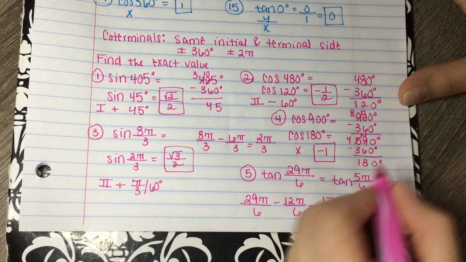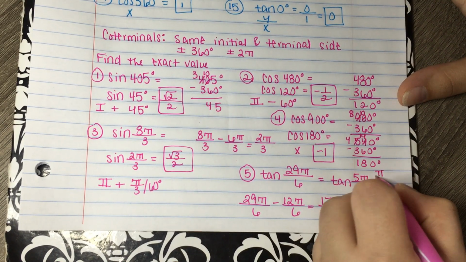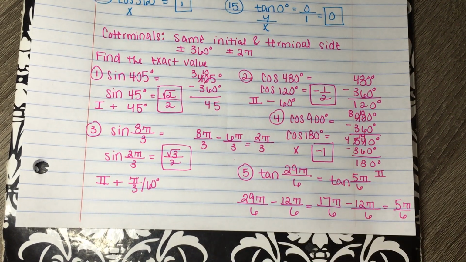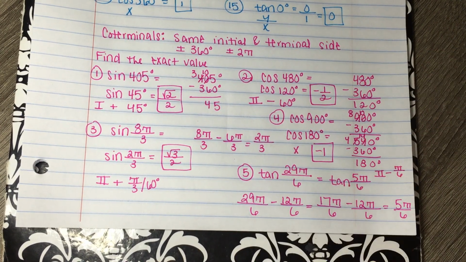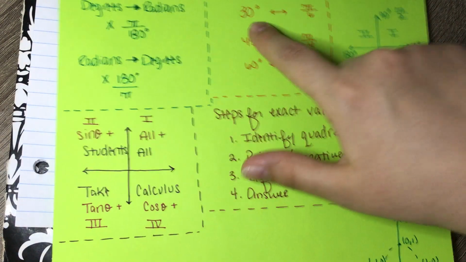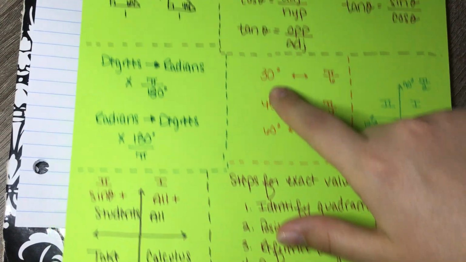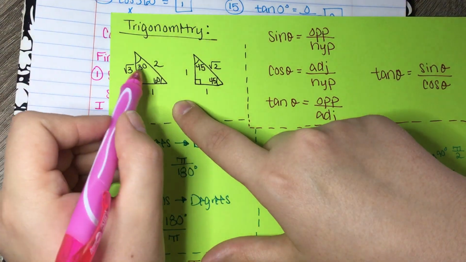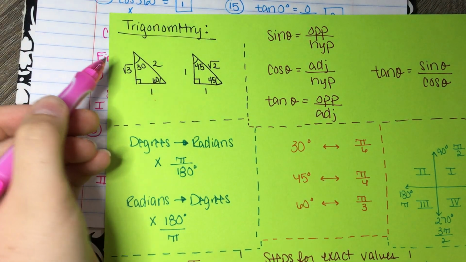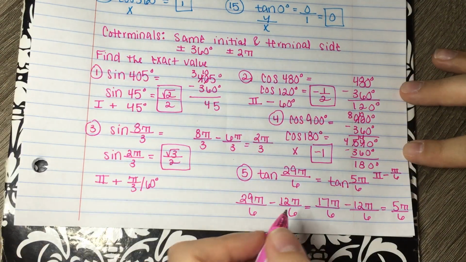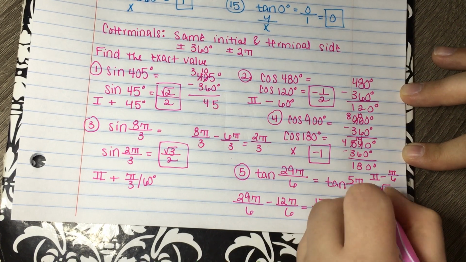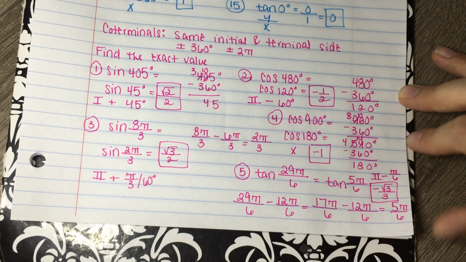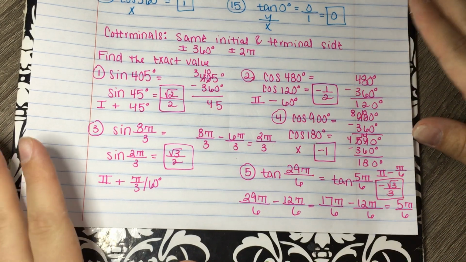We ask ourselves what quadrant this is in. Well, if I'm 5/6 of the way to pi, I'm in quadrant 2, where tangent is negative and my reference angle is pi over 6, which is 30 degrees. So I do tangent of 30 degrees and make it negative. Tangent of 30 degrees would be opposite over adjacent, which is 1 over square root of 3, and I rationalize and I get negative square root of 3 over 3. Sorry that I squished that last one in there, but I don't want to waste paper.